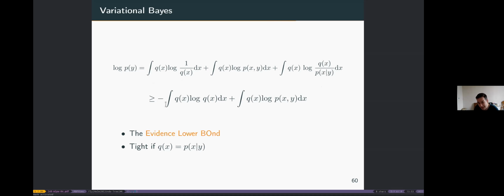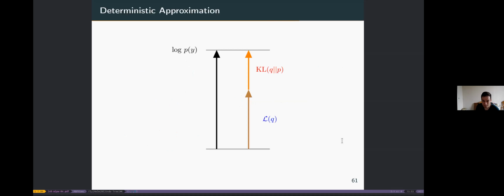So what I now have is an optimization problem where I can try and maximize this lower bound. By maximizing this lower bound with respect to q, I'm going to find a good approximation q to the posterior. So in effect, this is what we have. I've got log p of y, which consists of these two terms, and one term is always positive, which means what we're going to try and do is maximize the blue term, and find a q that maximizes this.